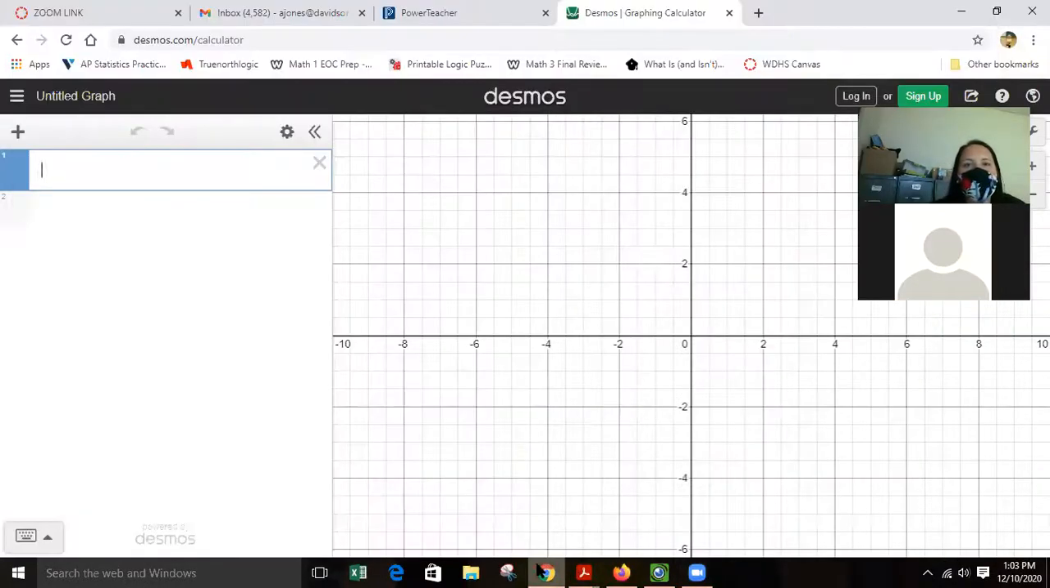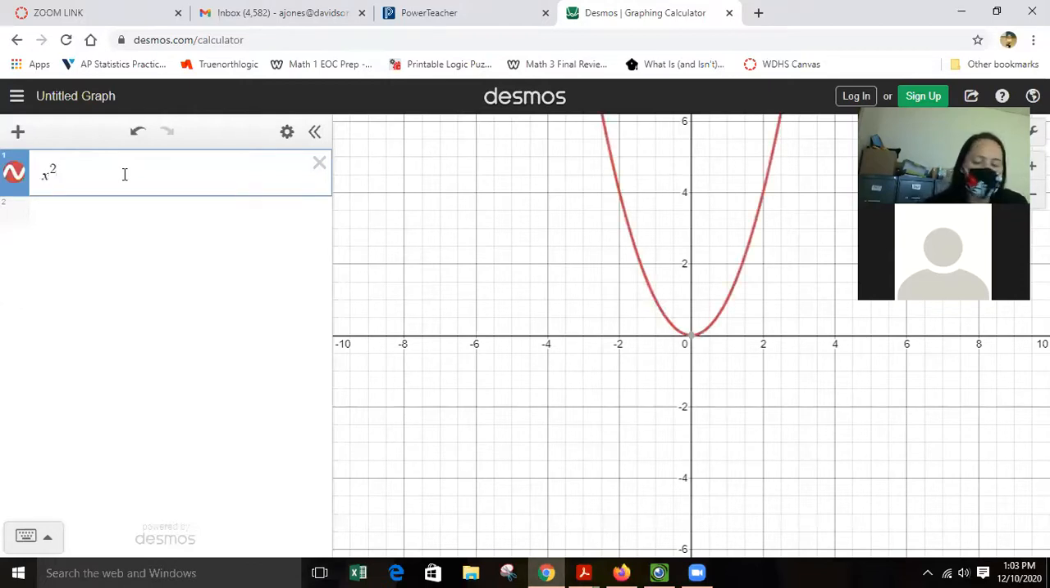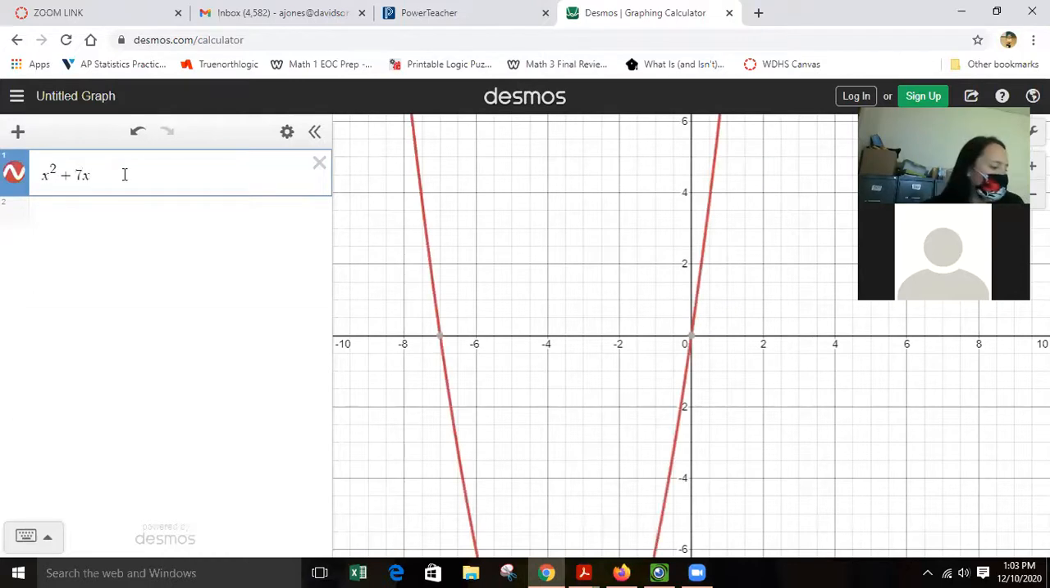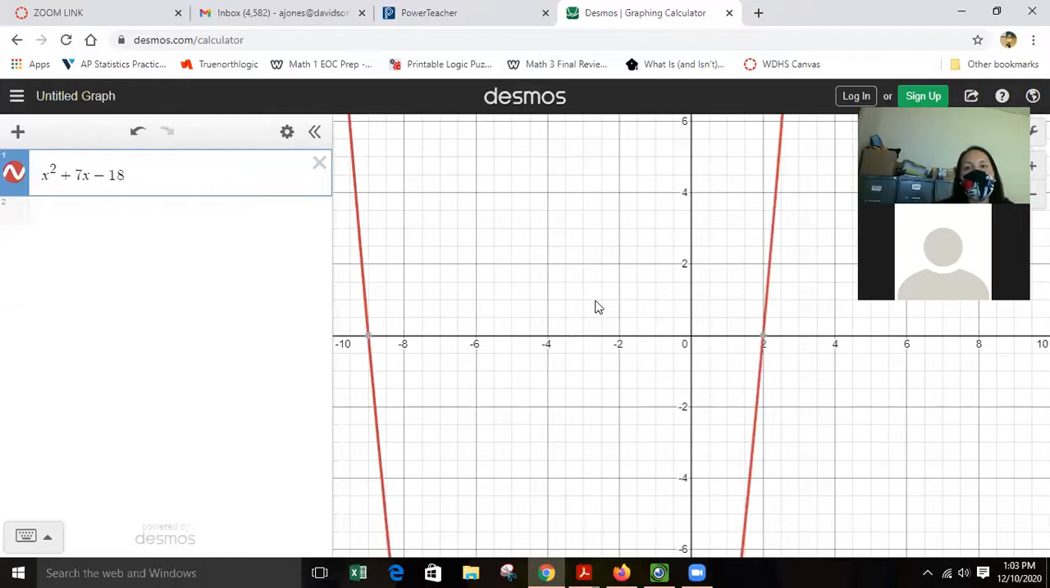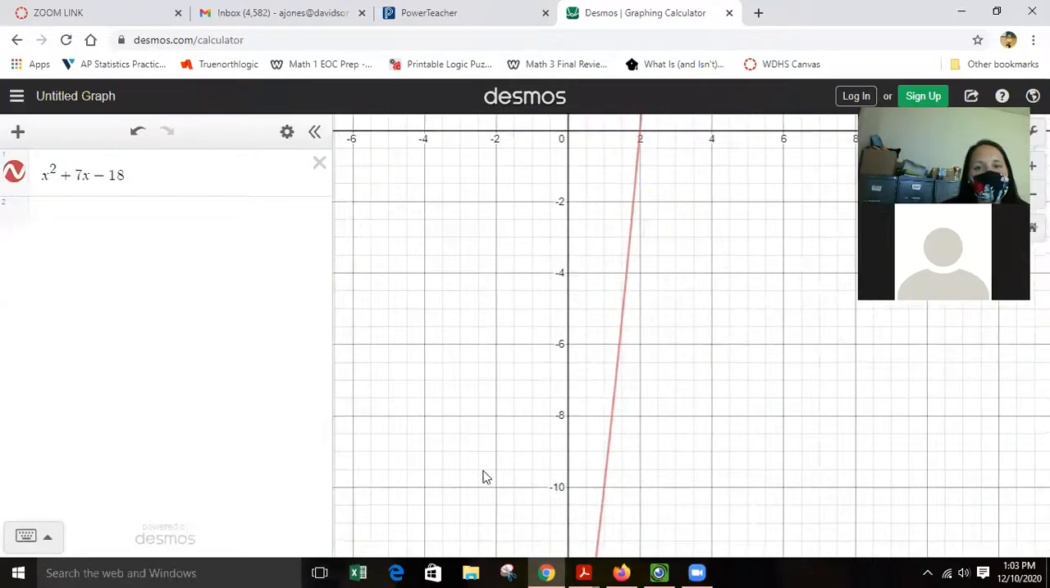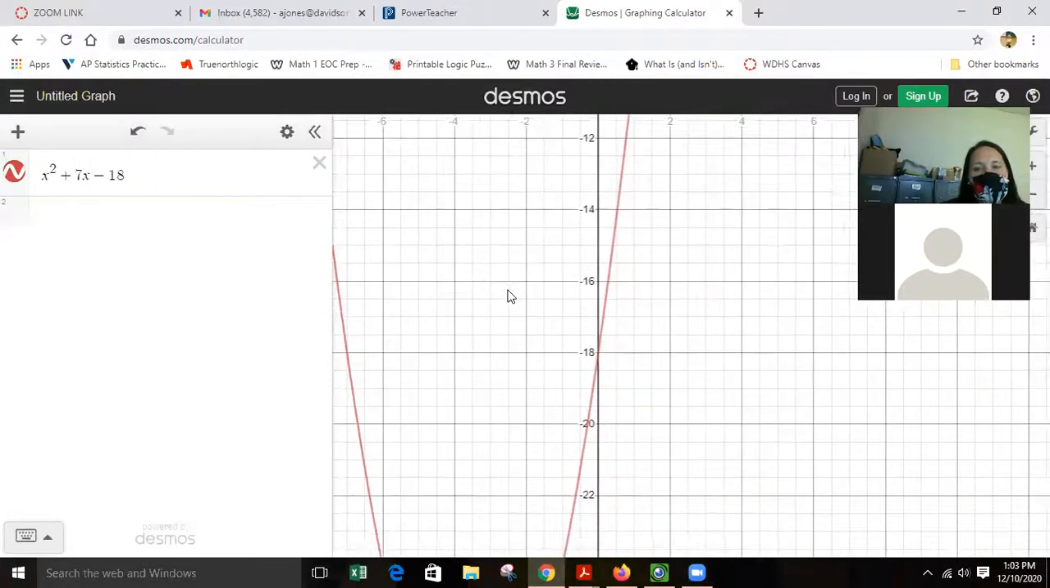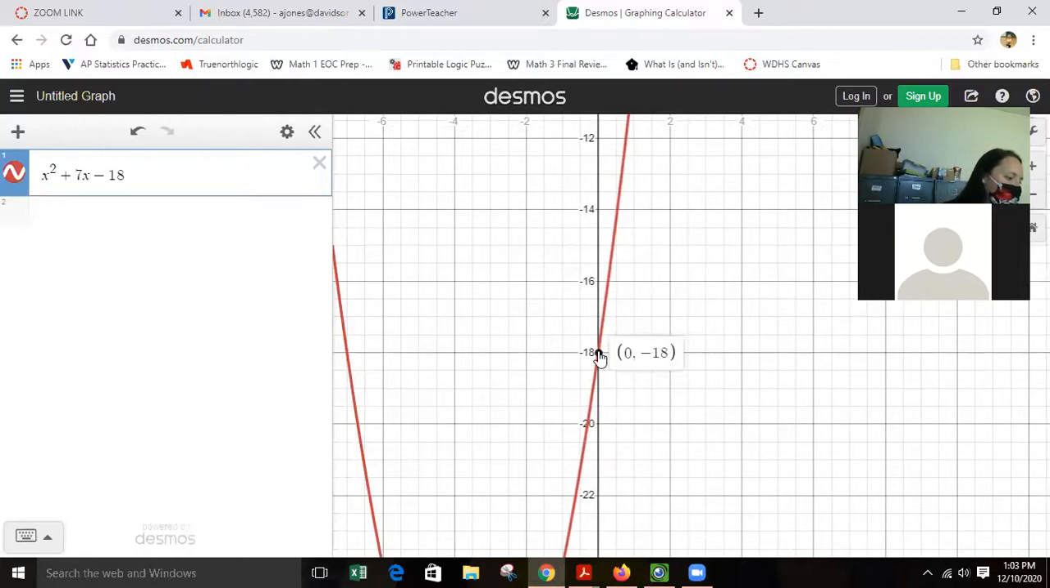All right, so here's Desmos. I'm going to put in that function, x squared plus 7x. The reason I'm using Desmos on this one is because we can see it a lot clearer than we see our calculator, and we can manipulate it a lot easier. On our calculator, we have to do some weird zoom stuff. I need the y-intercept. That's where it crosses the y-axis. So I can move it so I can see that. Where does it cross the y-axis? What's the actual number? Negative 18, right?